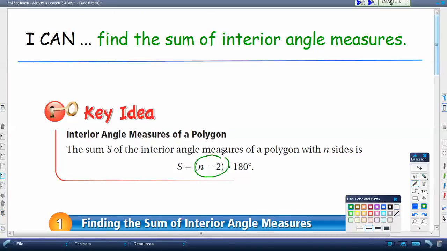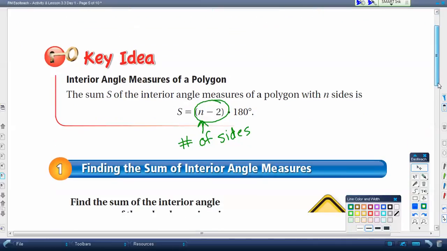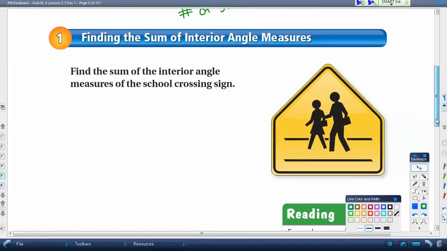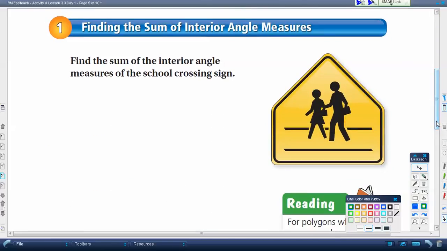So this n minus 2, n is referencing the number, that's pound sign for number, not necessarily hashtag, number of sides. So n represents the number of sides of your figure. So if we take a look at example 1, and this is still on page 120 in your textbook, it says find the sum of the interior angle measures of the school crossing sign. So for all problems like this, we need to use that formula, where we take the number of sides, we subtract 2, and we multiply that by 180 degrees.